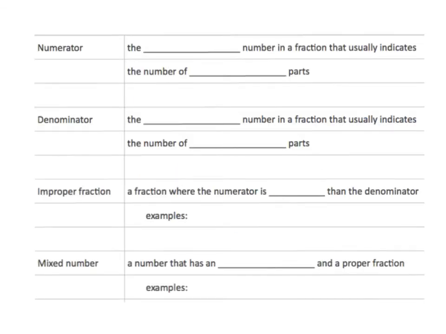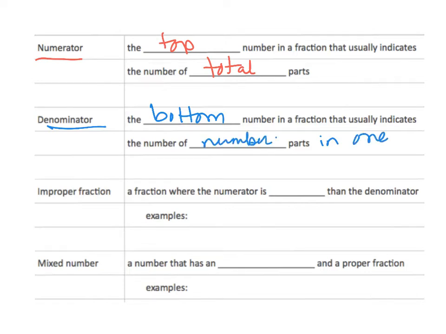So we're going to go through the different parts of fractions that you probably already know, but we're still going to talk about them. The numerator is the top number in a fraction. It usually indicates the number of total parts. The denominator is the bottom number of a fraction. That usually indicates the number of parts in one. And we're going to make more sense of that a little bit later.